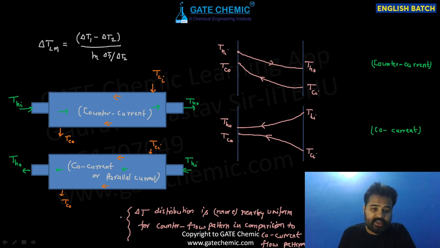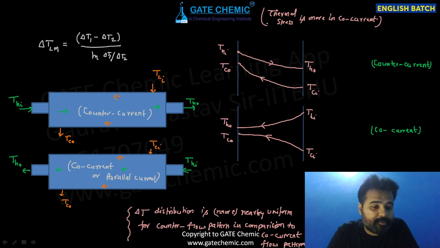Yeah, you can say that thermal stress is more in this co-current flow. If you are going to write thermal stress, then thermal stress is more in co-current. In co-current flow, you can see more thermal stress in comparison to counter current flow. Crystal clear? Okay, very good beta.